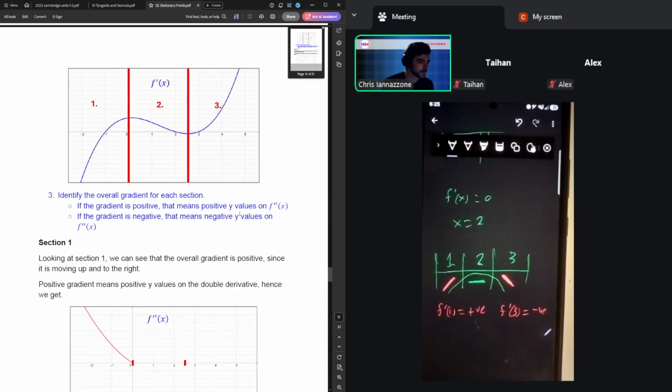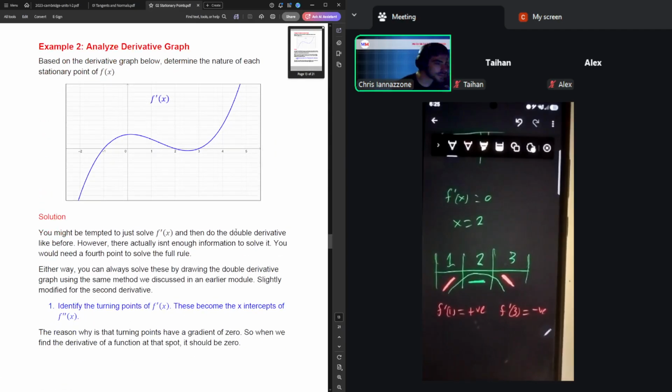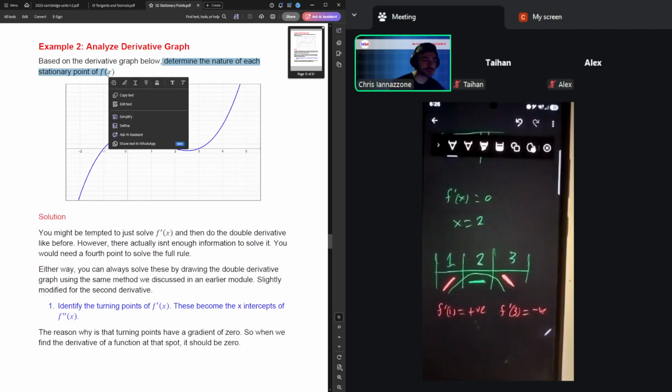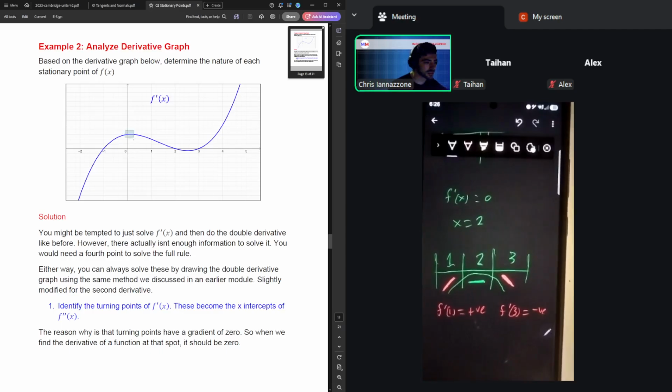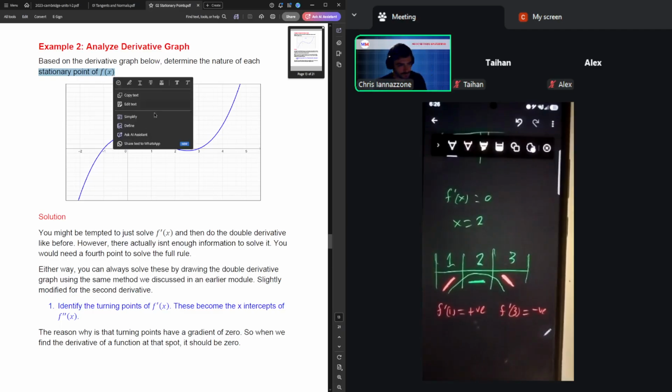So one of the things we don't practice much is analyzing graphs for gradient-related information. In this case, we're essentially looking at the opposite. We're given our derivative, and based on the derivative's graph, we want to determine the nature of the stationary points of the original. We're not necessarily looking at the stationary points of our derivative here. We want to figure out the nature of the stationary points of f.